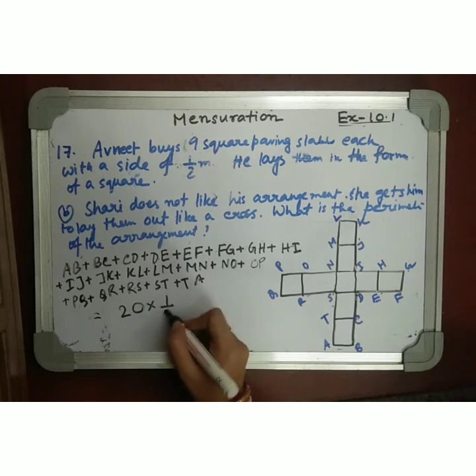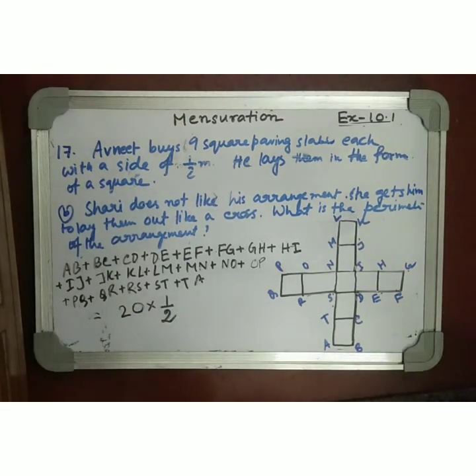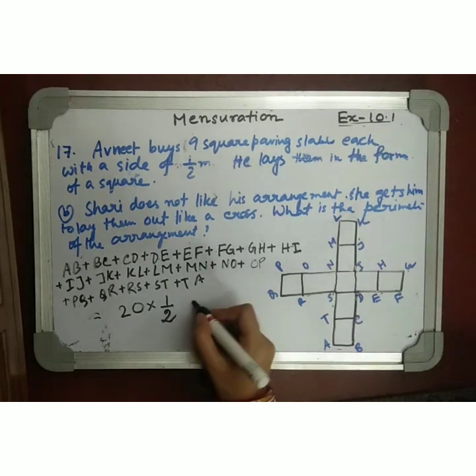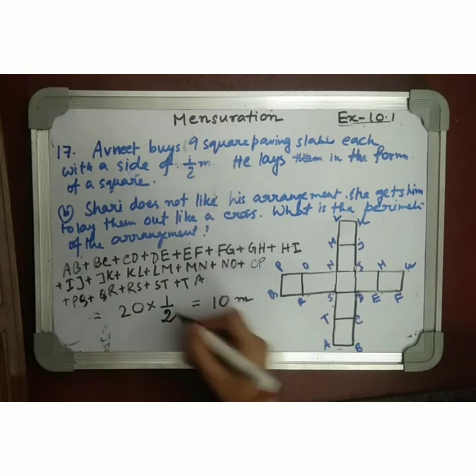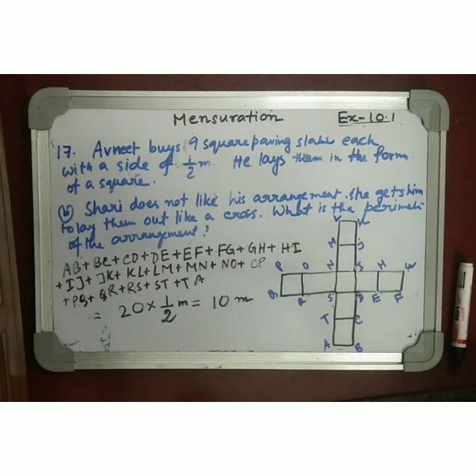So it will be better if you multiply in this way, or you can also add 20 halves. For our convenience, the half of 20 will be 10 meter. In this way we can also do this sum.